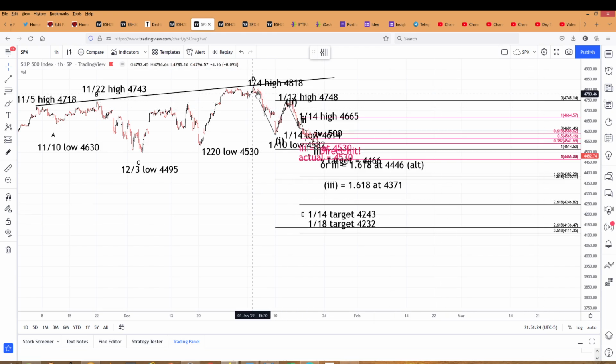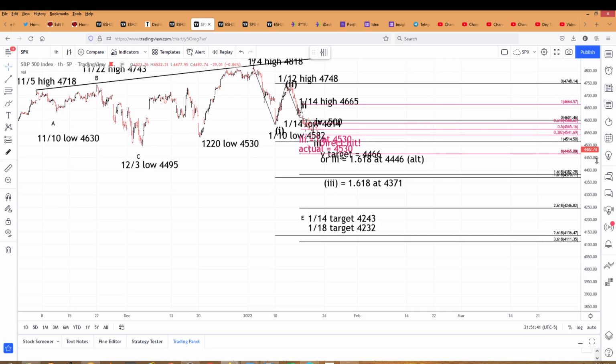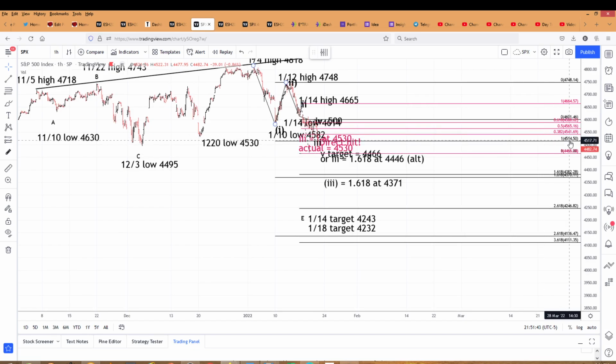Please excuse all the notes because they're extrapolated out from the smaller degree of trend. There's that D-wave high on the 4th of January at 48.18. There's the one low, there's the two high. For argument's sake, the one-to-one is 45.14. The 1.618 is 43.71. I have it right there. All right, the 2.618 is 42.46.